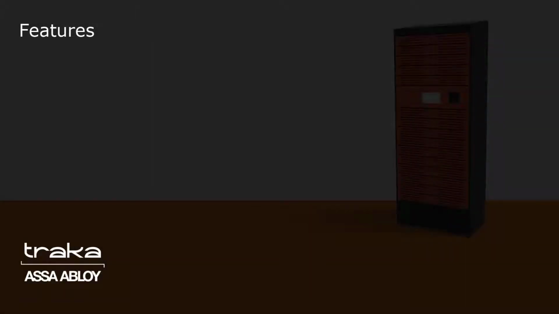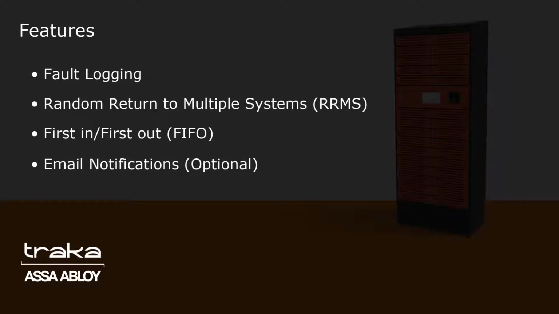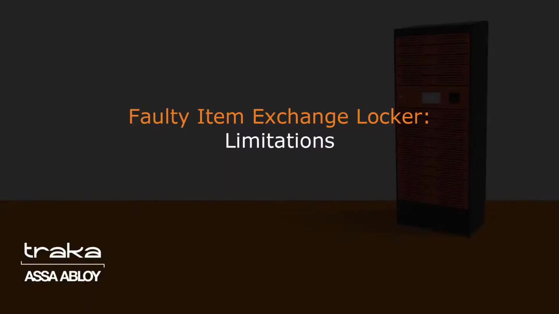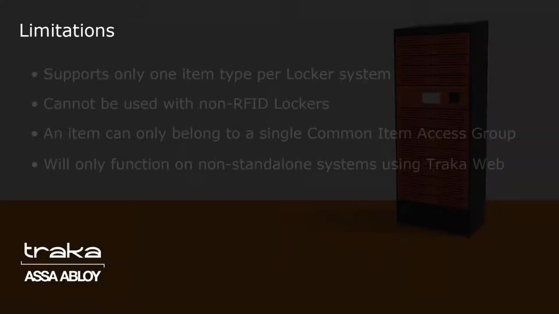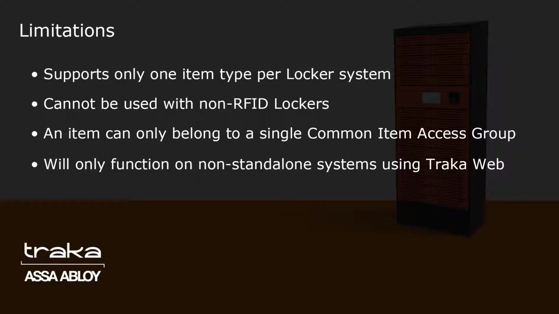The faulty item exchange feature comprises a combination of 3 main features and 1 optional feature. The following limitations need to be considered when using the faulty item exchange locker system. Fix will only support 1 common item access group or item type per locker system. Fix locker systems cannot be used with non-RFID lockers. An item can only belong to a single common item access group. Fix will only function on non-standalone systems using Traka Web.